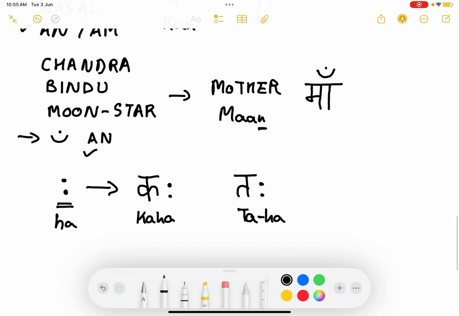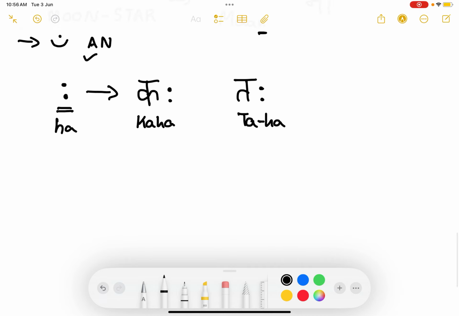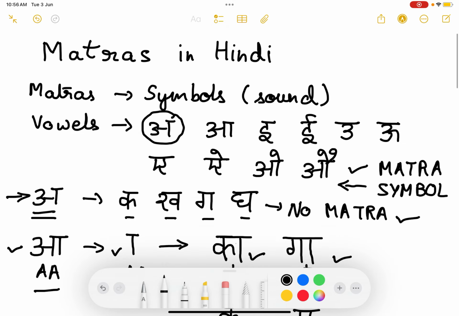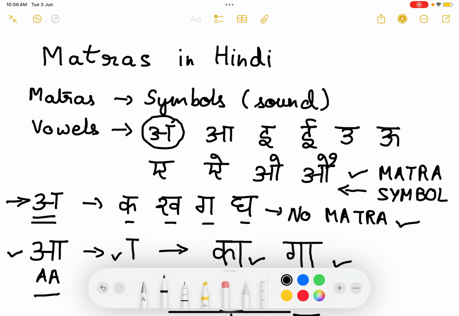Then we have Chandra Bindu, the moon or star matra. This is how it looks, like a new moon with a star. We wrote the word mother with the aa matra, and this Chandra Bindu matra is placed on the top like this. And the last matra we saw was the h matra. It looks like a colon, two dots, placed after the letter. It becomes kah, tah. So these are all the matras. There are some more specific matras which we will be learning in the next lesson. A couple more matras are left, but we've covered all the matras for the vowels today mainly.